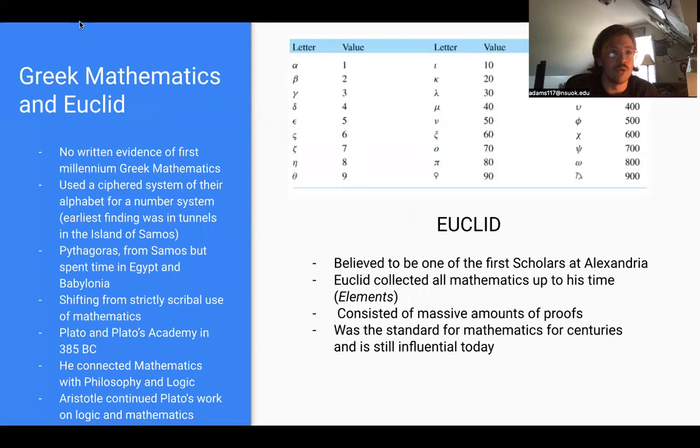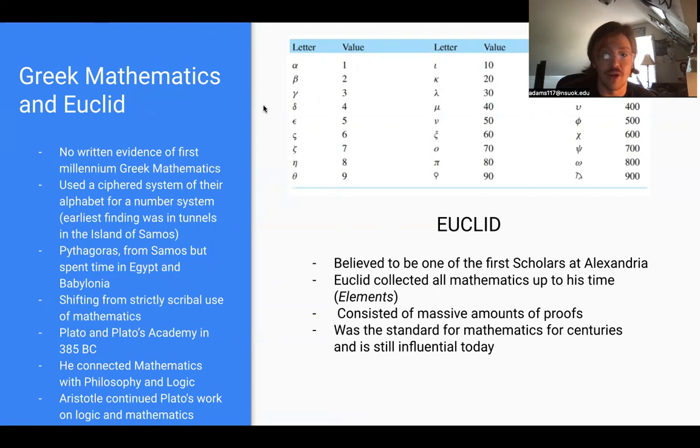So then we start to move into Greek mathematics in Euclid's time. And so we actually don't have much written evidence, really no written evidence of the first millennium Greek mathematics. But based on future Greek mathematics, we can start to see where they were going in that time. And as we can see over here, they used a ciphered system off their alphabet to give value to numbers. They used a base 10, unlike the Babylonians. We see a base 10 here. It's got 1 through 10, and then the 10s, and 100s.